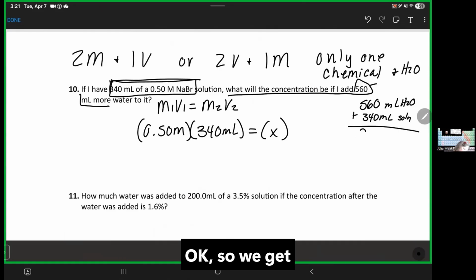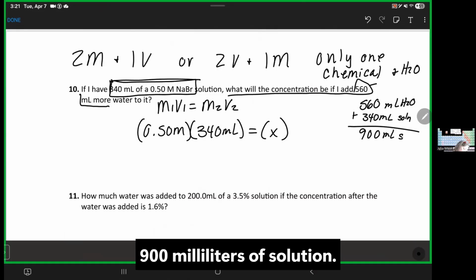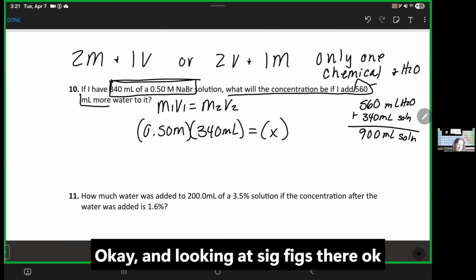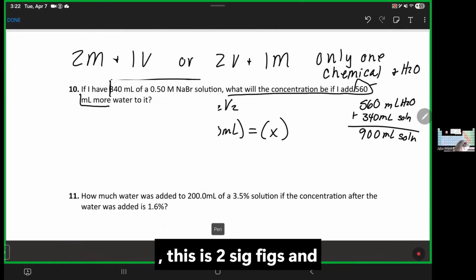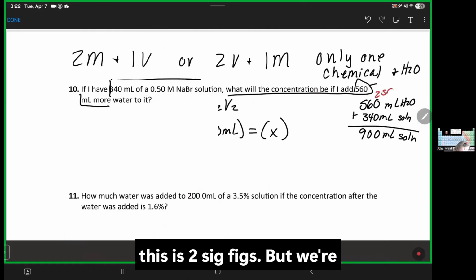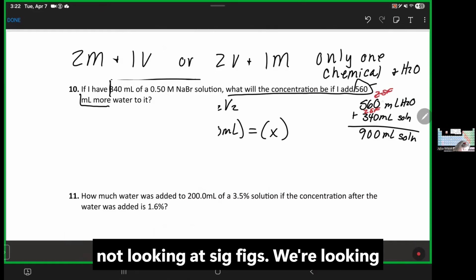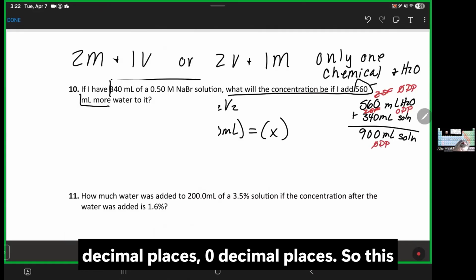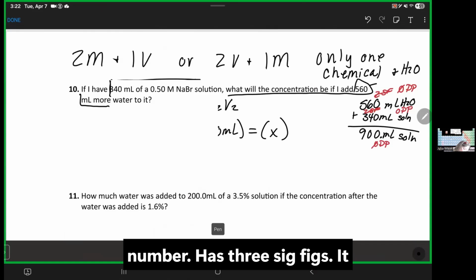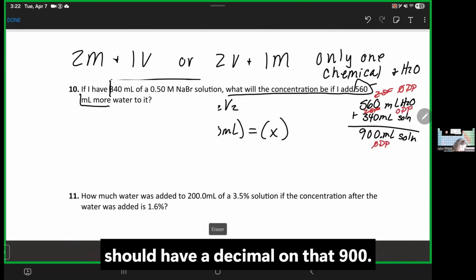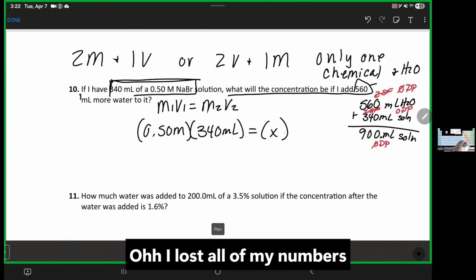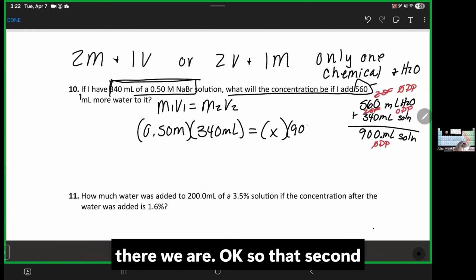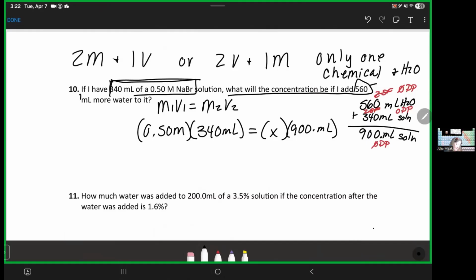Okay, so we get 900 milliliters of solution. Okay, and looking at sig figs there, this is 2 sig figs and this is 2 sig figs, but we're doing addition subtraction here. So we're not looking at sig figs, we're looking at decimal places. 0 decimal places, 0 decimal places, 0 decimal places. So this number is 3 sig figs. It should have a decimal on that 900. Oh, I lost all of my numbers. There we are. Okay, so that second volume is 900 milliliters.